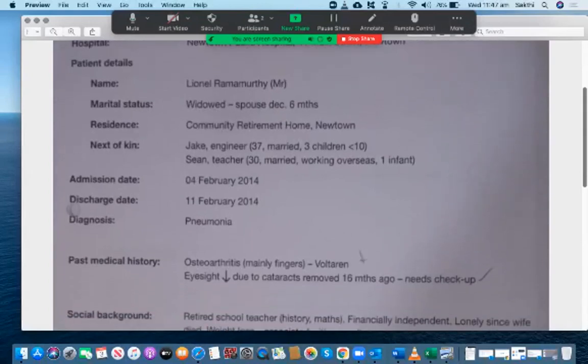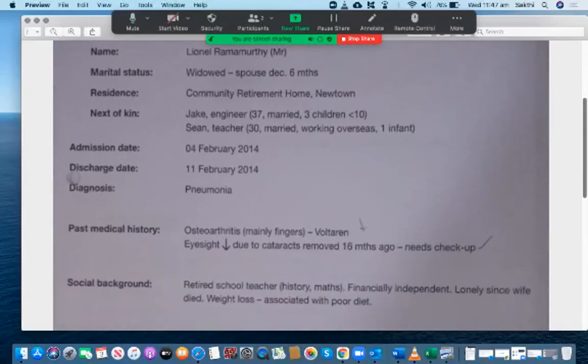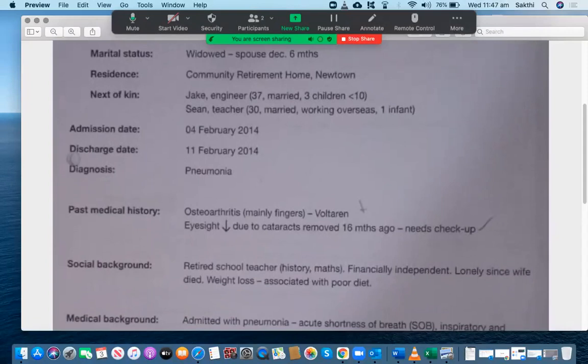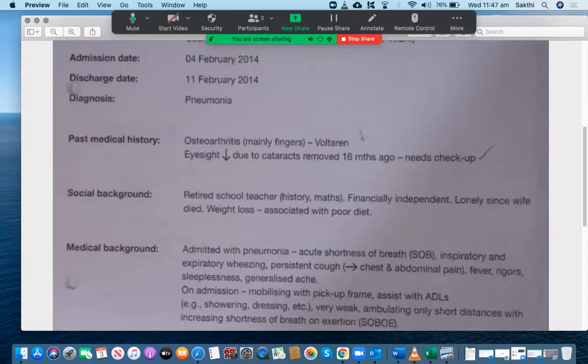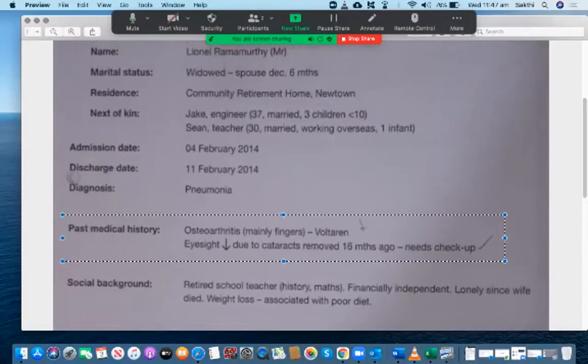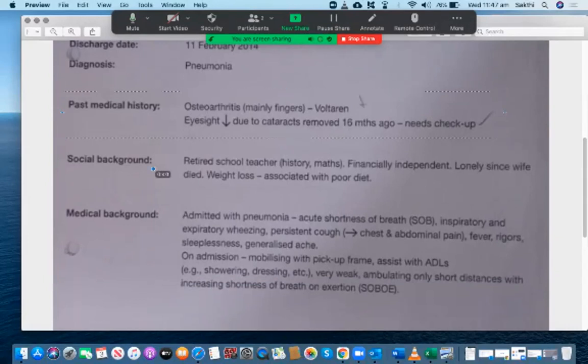Okay, Lionel Ramamurthy, it's okay. We don't need to include anything about the next of kin because they know everything. Okay, past medical history, we should not include anything at all. Why? Because the patient is already a known case in the nursing home. Everything is there, they have known it. And also the social background, you don't need to mention anything here. So you didn't write anything else, isn't it?